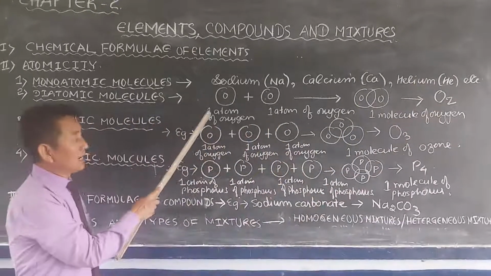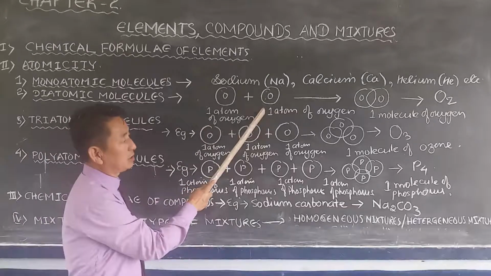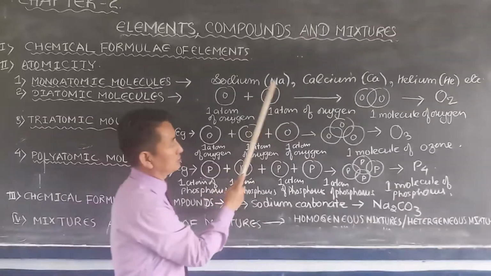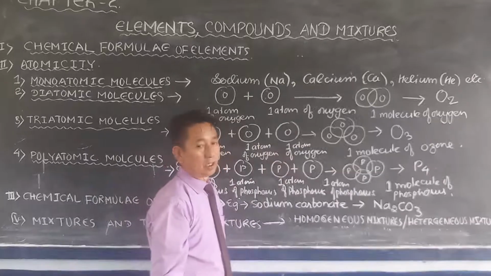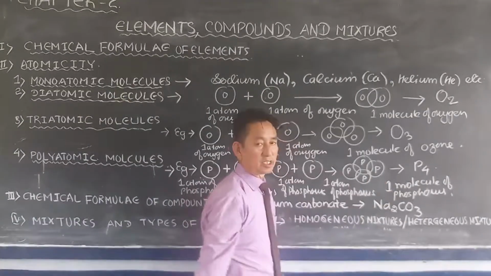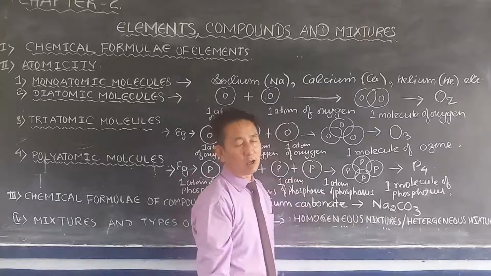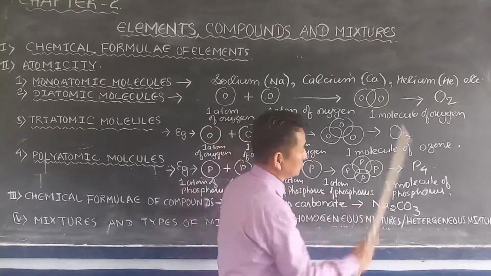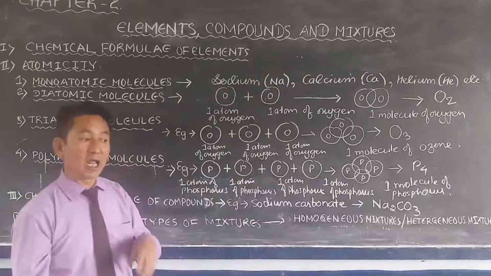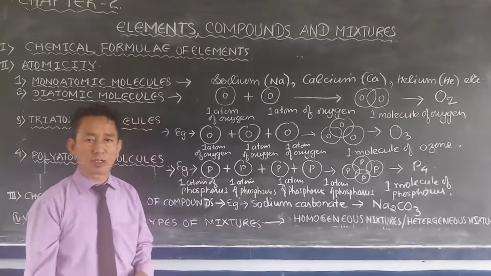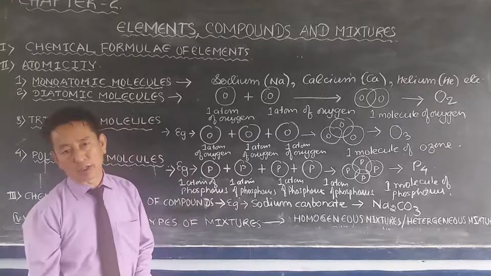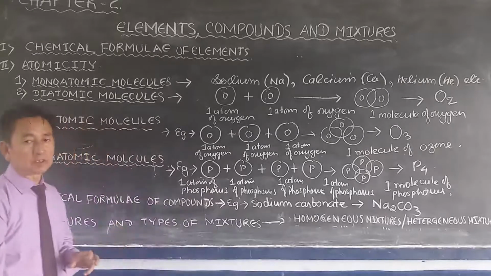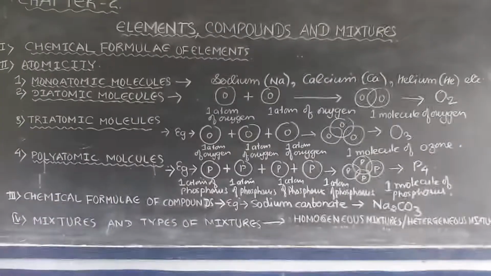Here, one atom of oxygen combines with another atom of oxygen to give one molecule of oxygen. One molecule of oxygen is made up of two atoms of oxygen. Its atomicity is 2. Similarly, hydrogen, nitrogen and chlorine are diatomic molecules. Their molecules are made up of two atoms.